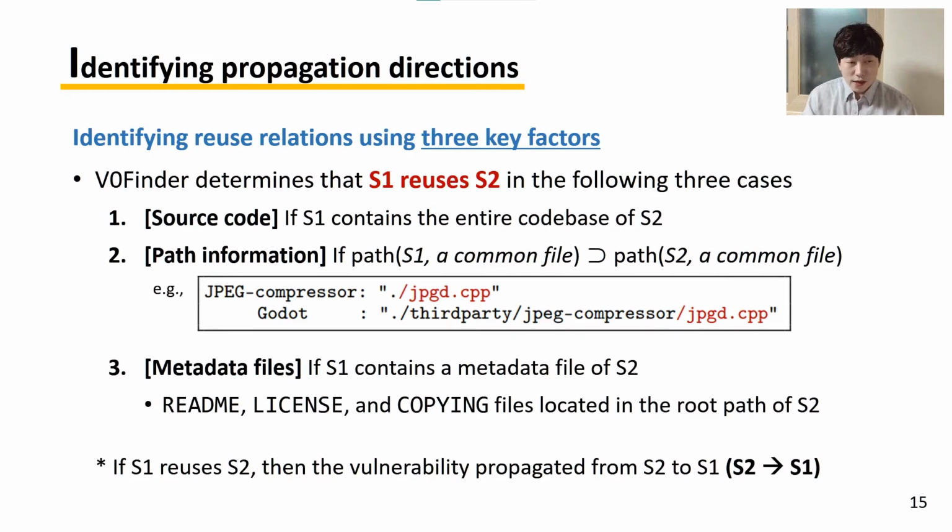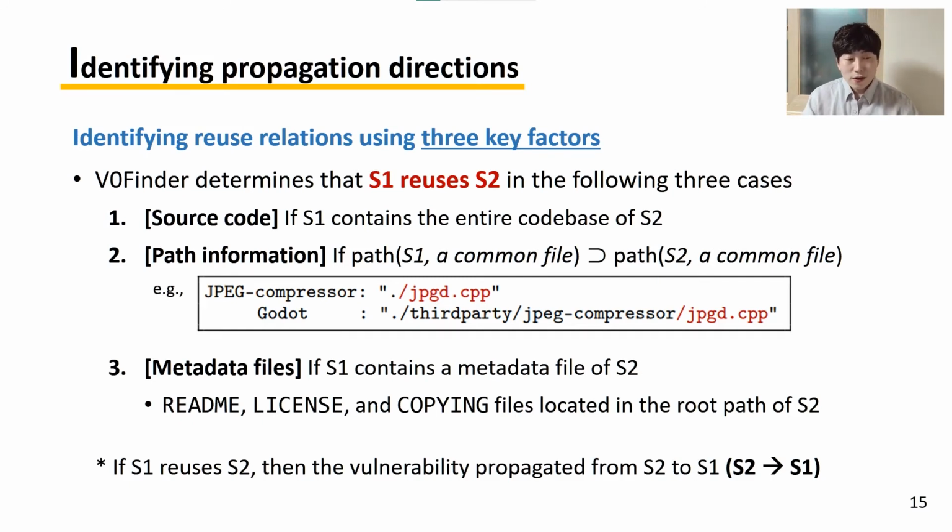To identify reuse relation, V0Finder utilizes three key factors: source code, path information, and metadata files. Specifically, if S1 contains the entire codebase of S2, or if the path of any common source file in S1 contains the path of the file in S2, or if S1 contains a metadata file located in the root path of S2, then V0Finder determines that S1 reuses S2, which implies that the vulnerability propagates from S2 to S1.